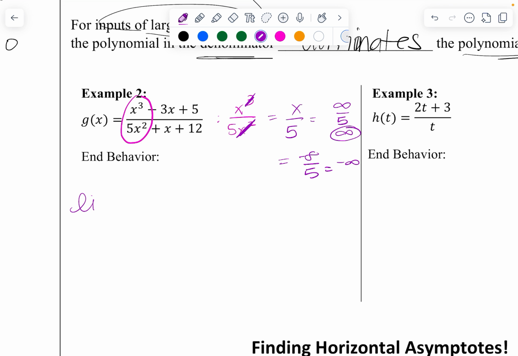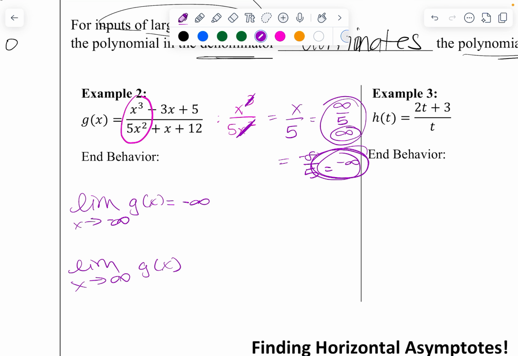So our end behavior here is that the limit as x approaches negative infinity is still negative infinity. And the limit as x approaches positive infinity for g of x is infinity divided by 5, which is still positive infinity forever.